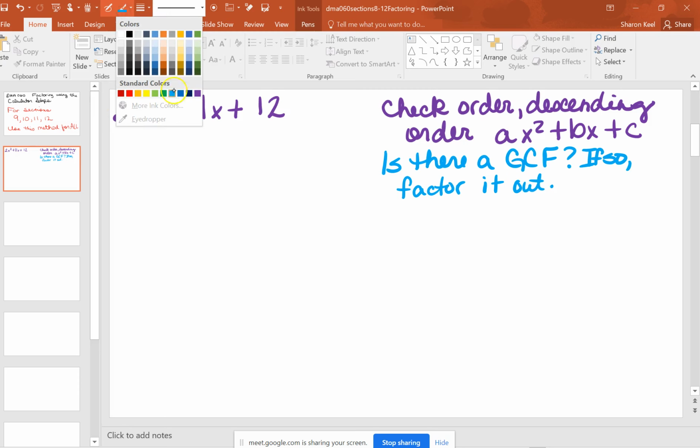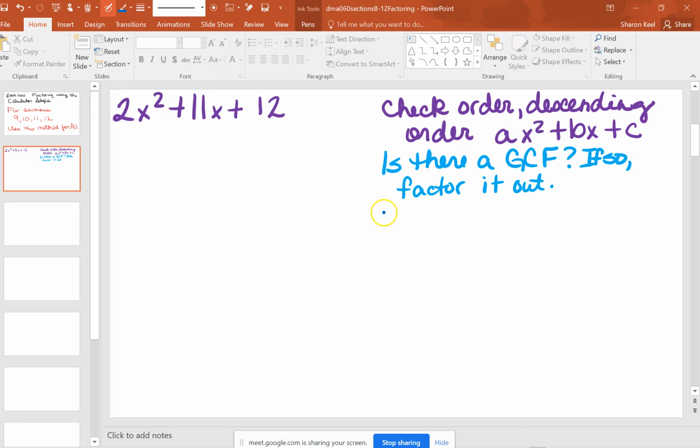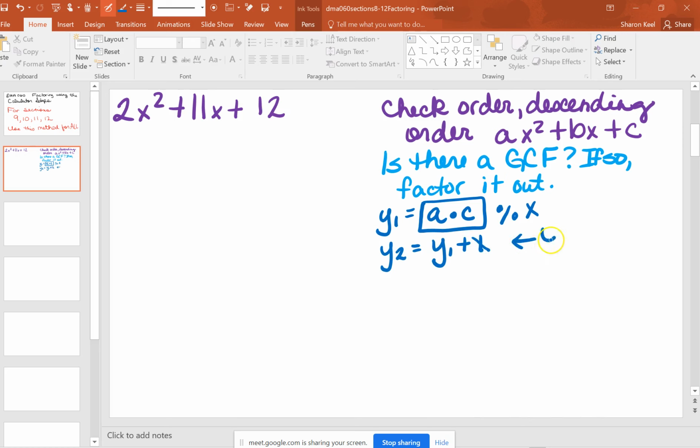So I'm good there. The next thing I'm going to do is go on my calculator to where I have y1 equals. I'm going to multiply the values a times c, and then put a divided by x. And then on y2, I'm going to type in y1 plus x. This we're going to leave alone, so we can use this for every problem that we have. All we're going to change is the first row for each of our problems.